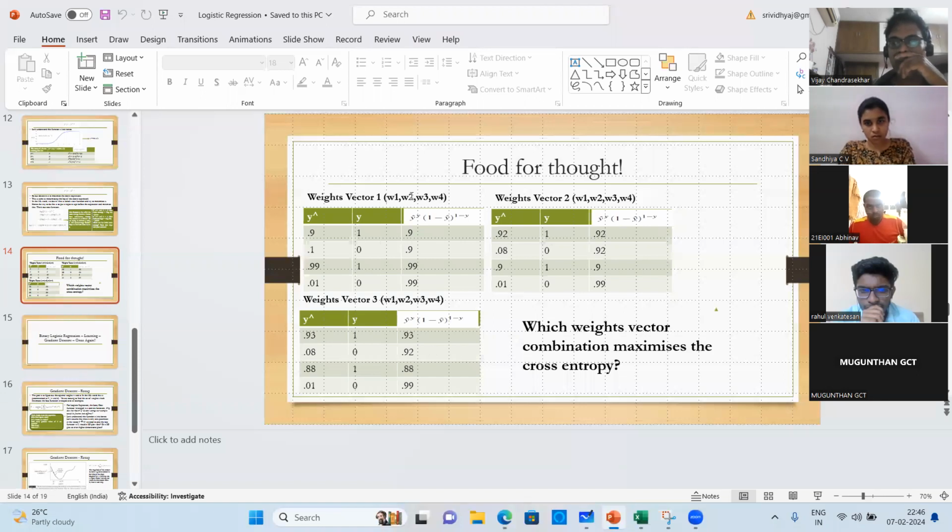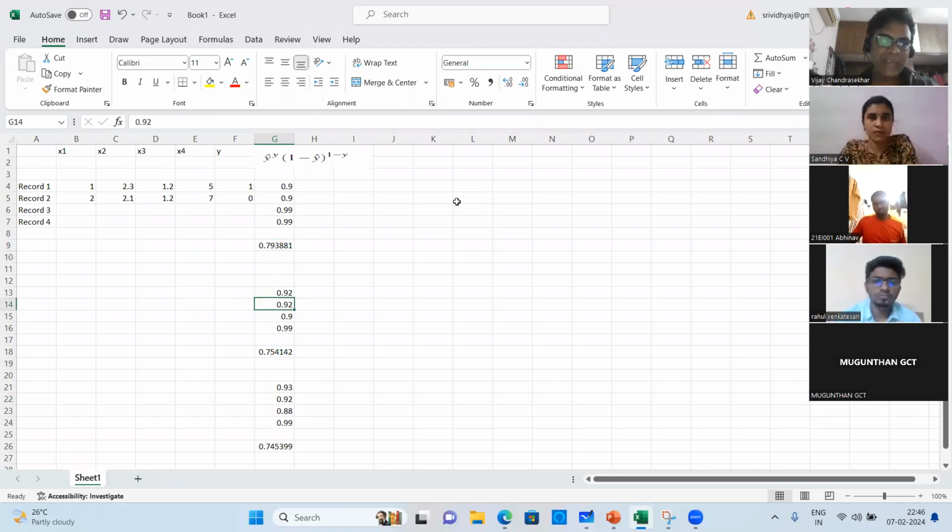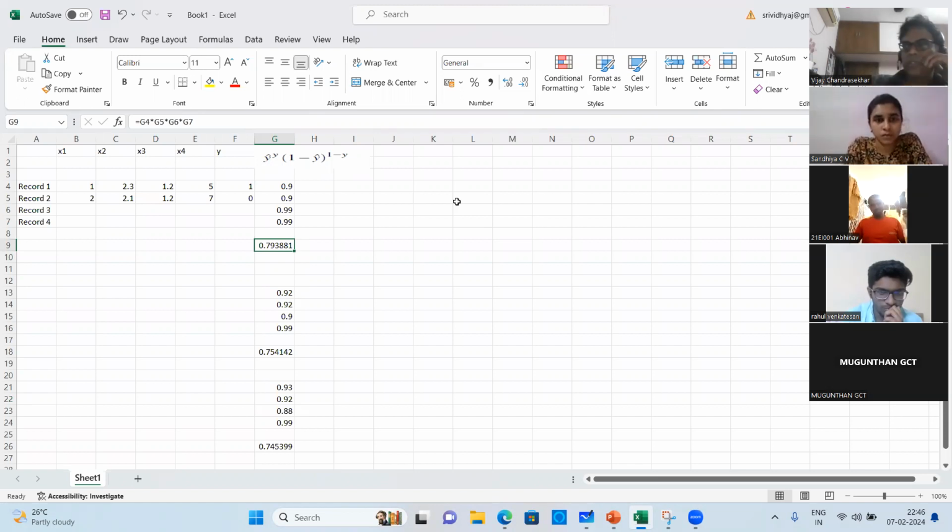So what would I do? I would just make sure that I pick up the set of weights, the vector that maximizes this combined probability, right? So now tell me which set of vectors would I pick? Is it the first set, the second set, or the third set? It's the first set, right? Because it has the highest probability. If you have these four records, the probability of us getting all of these simultaneously is 0.793881, which is the maximum compared to the rest, right?